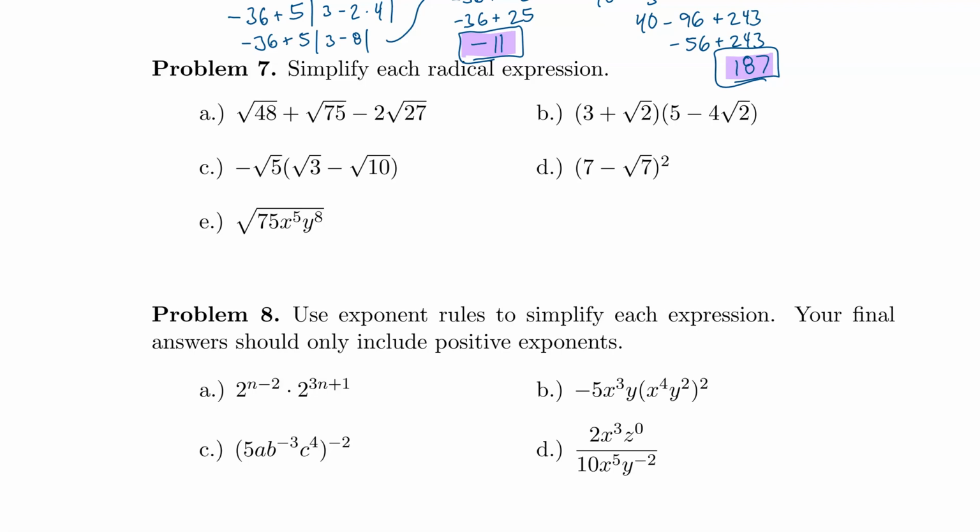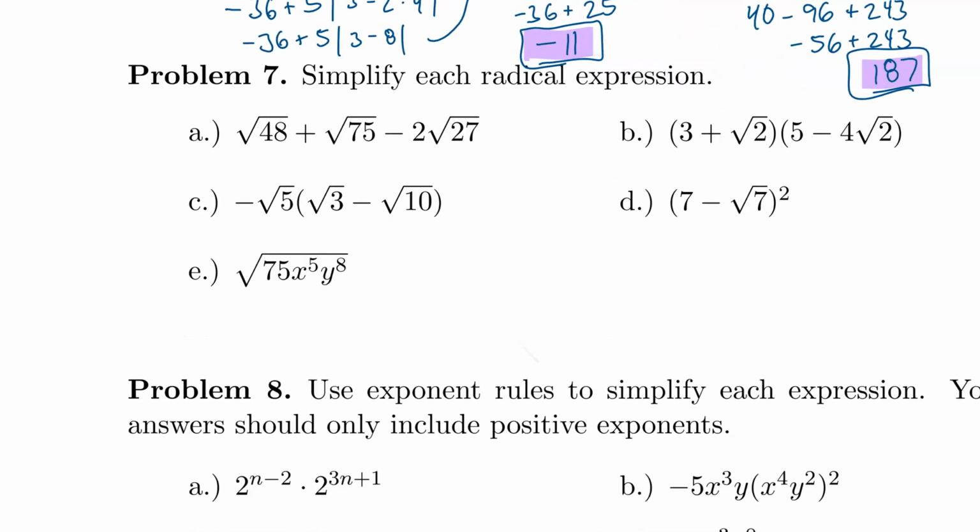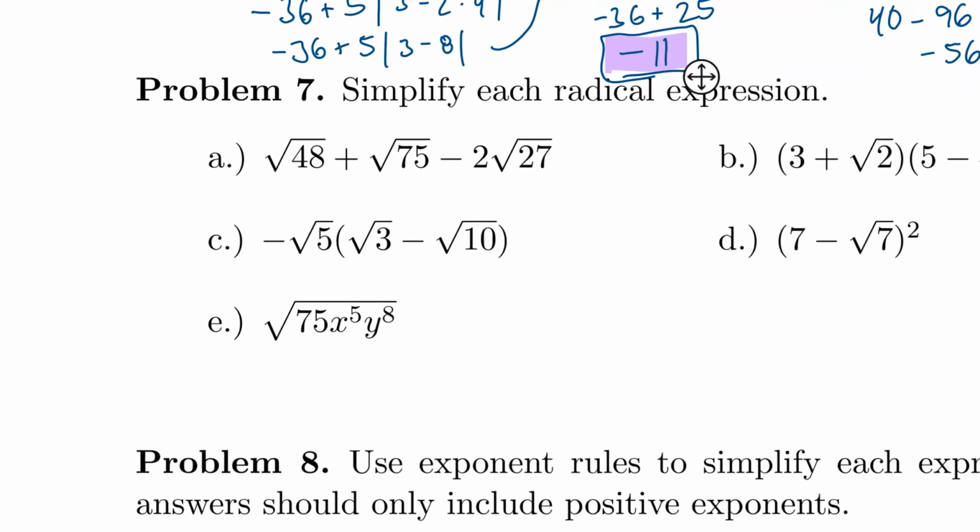In problem 7, our goal is to simplify some radical expressions. When radicals appear in a variety of terms, like in part A, we can't directly combine the terms when the radicands are different. We can only combine terms of like radicals. But sometimes, as in this problem, we can simplify the radical expressions to create like radicals.